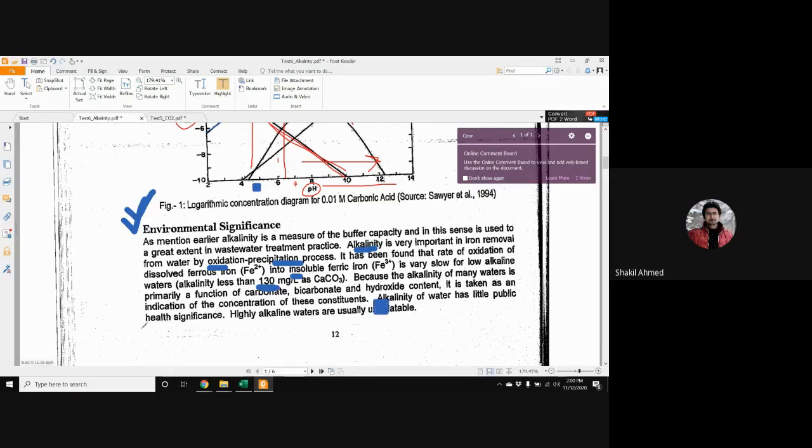And regarding the health significance, alkalinity does not have much health significance. It's not that harmful for our health. Clear?